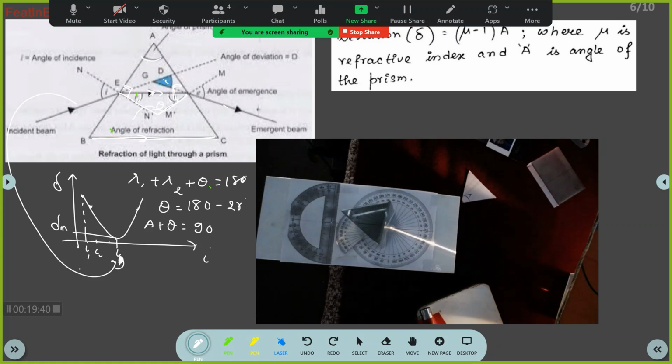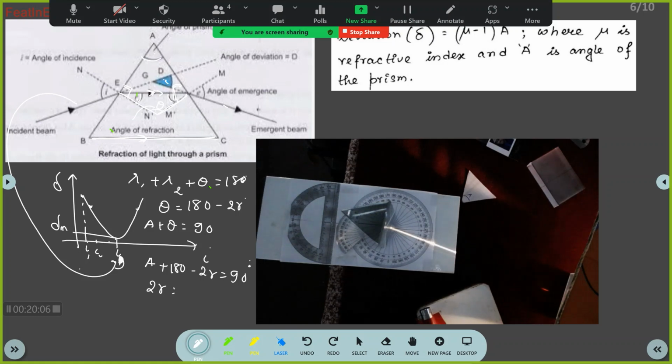Okay. So look at that. You will get theta is equal to 180 minus 2R. So you will get here A plus, instead of theta I am going to write 180 minus 2R, which will be equal to 90 degrees. Okay. So that gives you 2R will be equal to, I will transfer 180 here, it will become minus 90.